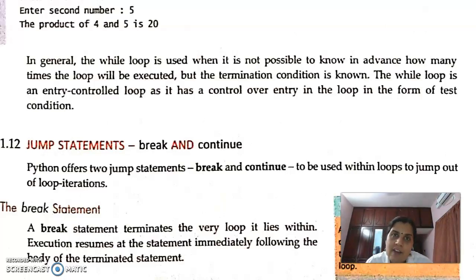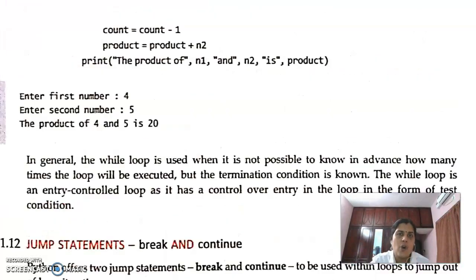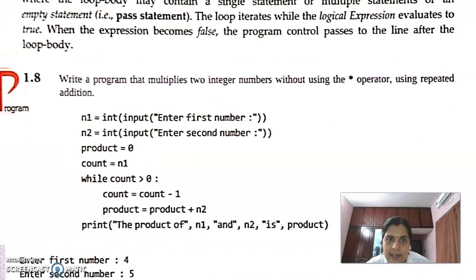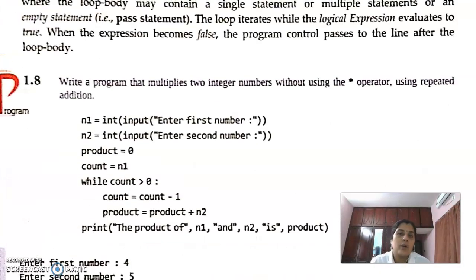So today what we have learned is about for loop and while loop. In for loop we are using the range function for automatic increment or decrement. But in while loop we cannot increment or decrement automatically. For that we supply a statement like count equal to count minus 1 or count equal to count plus 1 according to our wish.